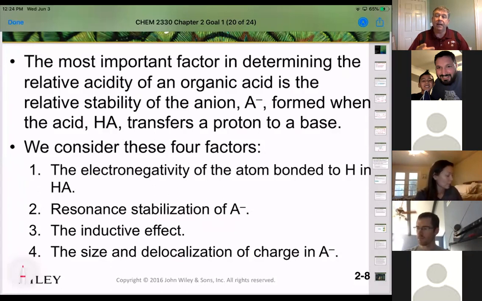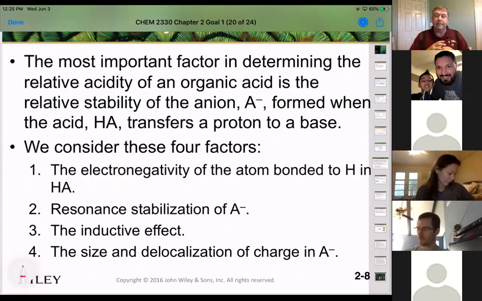If you can stabilize that anion over more than one atom, it'll make that proton more acidic, that acid more acidic. And then the inductive effect, meaning that the atom itself has its electronegativity set, but you have other highly electronegative atoms that are pulling electron density away from it through at least one other bond. Okay, that's why it's inductive, because it has to pull through at least one other bond.